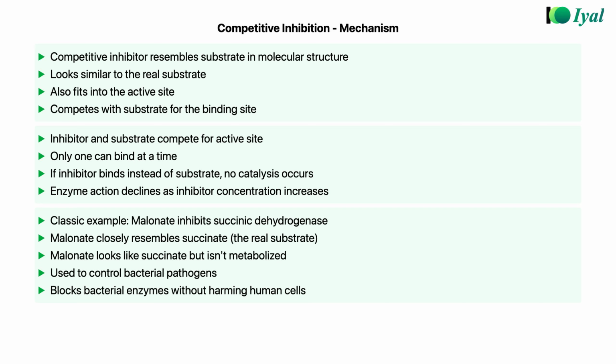The classic example is malonate inhibiting the enzyme succinate dehydrogenase. Malonate closely resembles succinate, which is the real substrate. Malonate looks like succinate so well that it can bind to the enzyme. But once bound, nothing happens. Malonate just sits there, blocking the real substrate from binding. This type of competitive inhibition is actually used medically to control bacteria. It blocks bacterial enzymes without harming human enzymes that work differently.